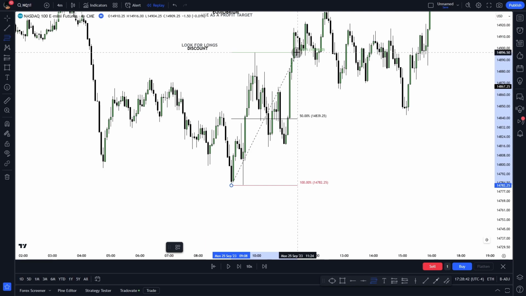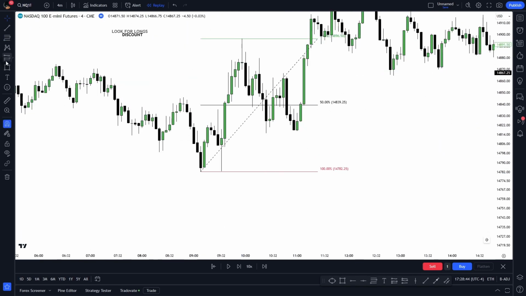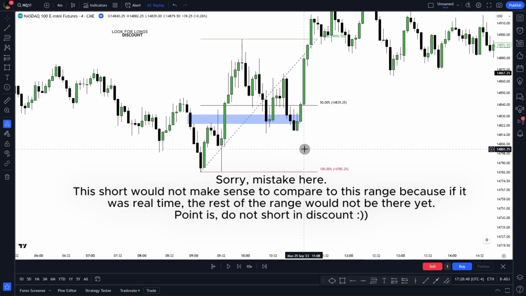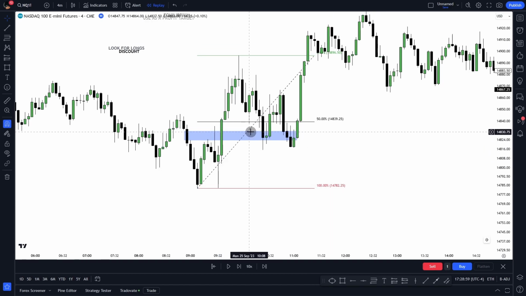Let's say I was trading this range right here. And maybe I thought to myself, okay, I want to short this. Yeah, that may not be a good idea, right? As you can see, we violated it completely. And that is because it is not a good idea to short in discount, right?